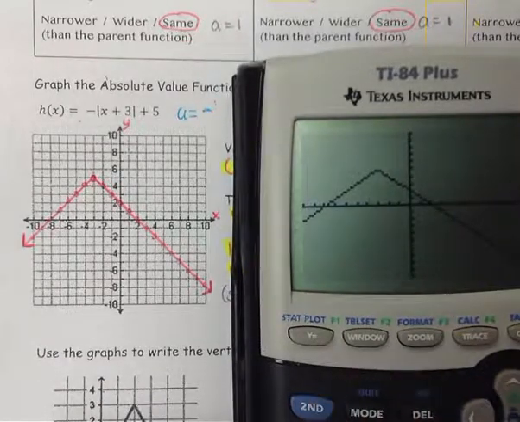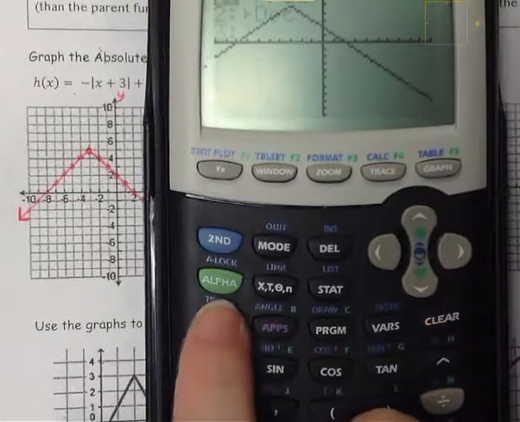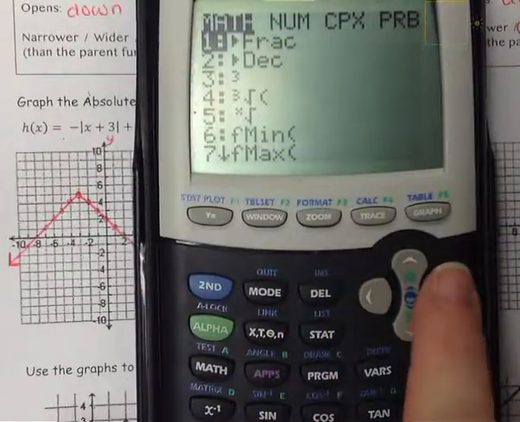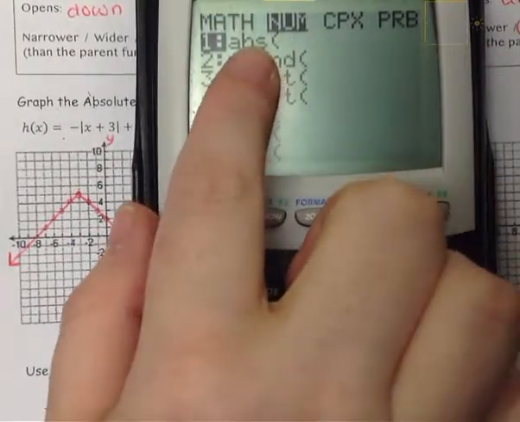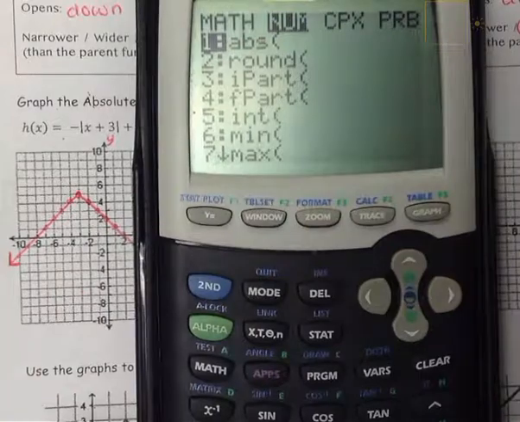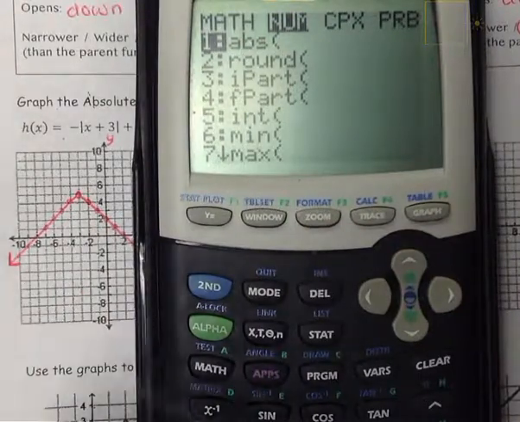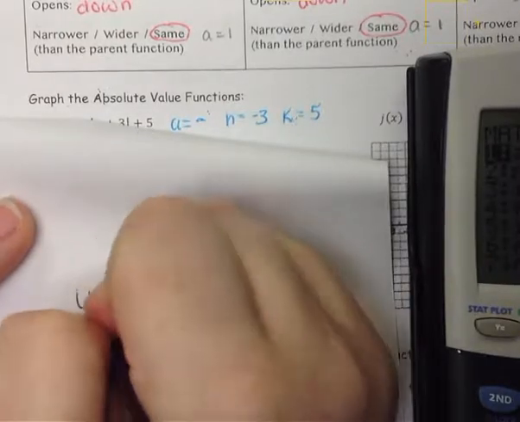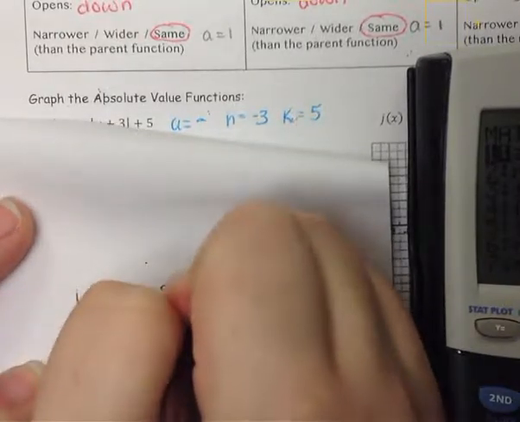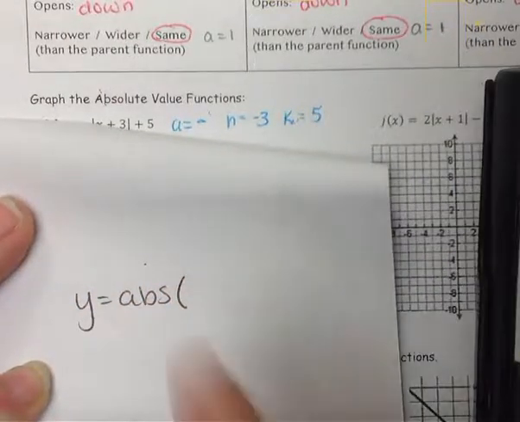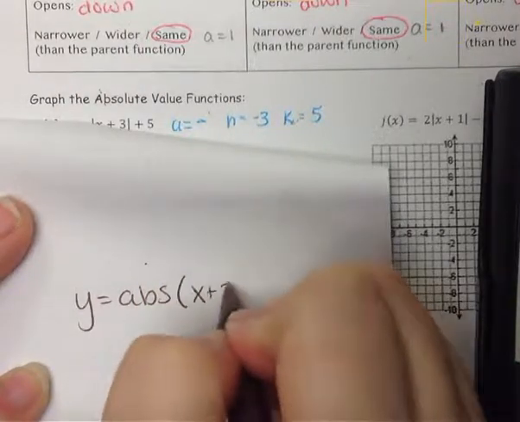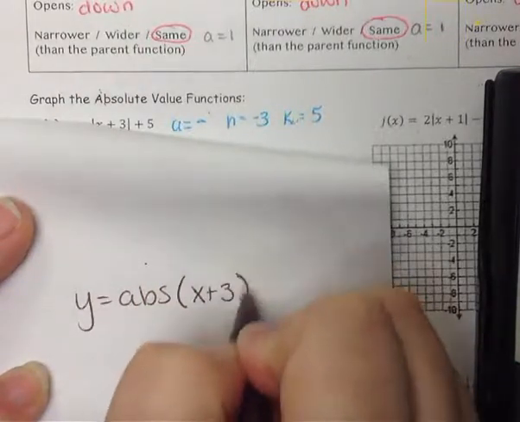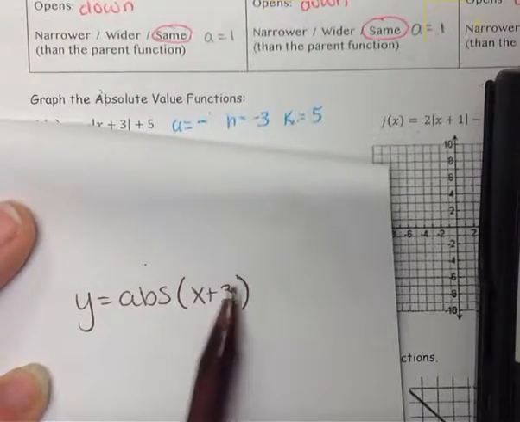So again, the math button is where you find your absolute value. So you go to number, and absolute value is the first one. Again, some calculators will still say, when you have it in your y equals, y equals ABS parentheses. So then when you put in your X plus 3 or something, you have to make sure you close your parentheses to end your absolute values.